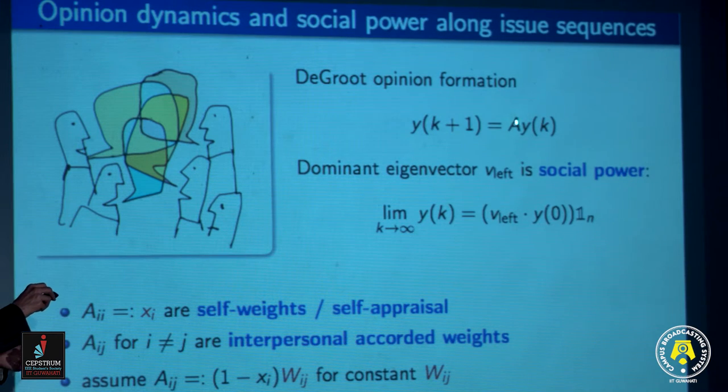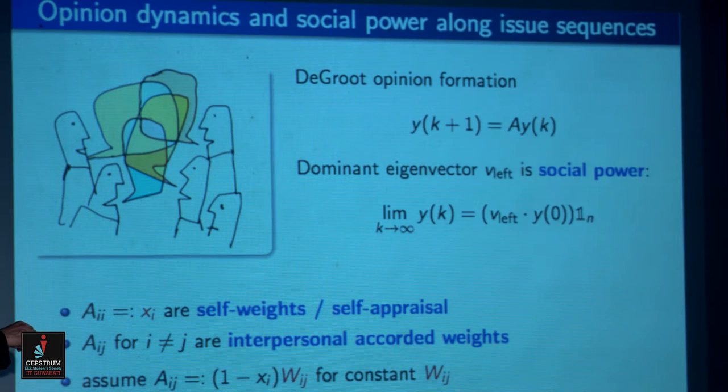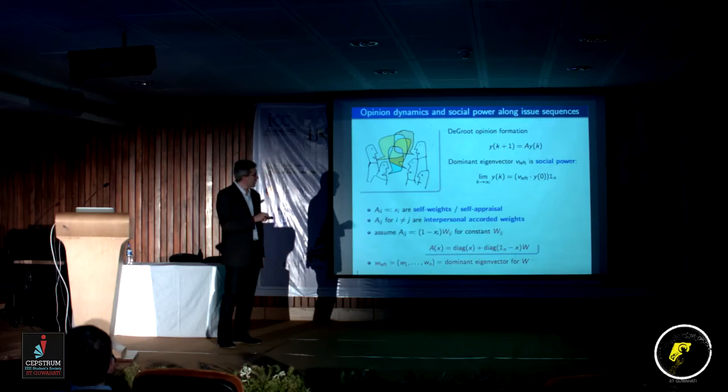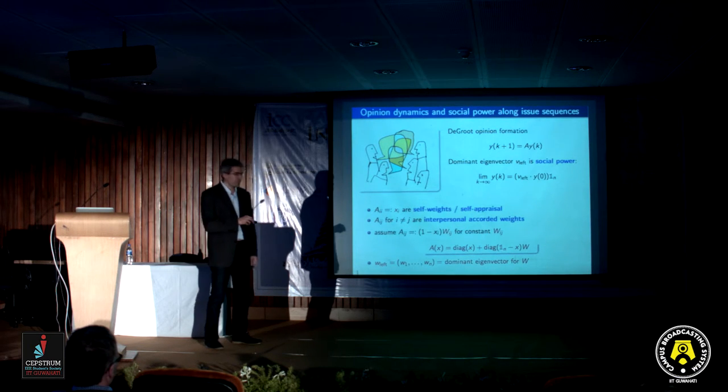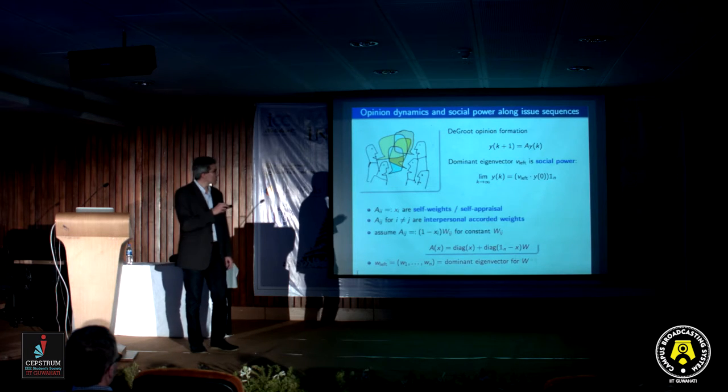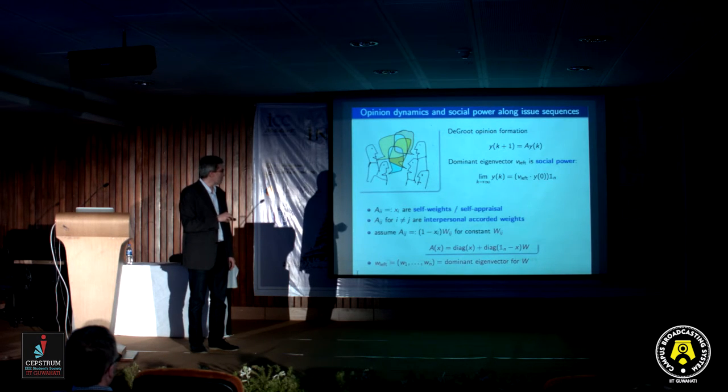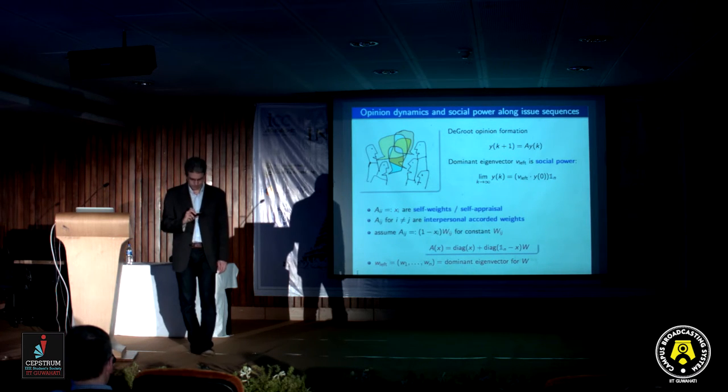Mathematically, it is easy to reparameterize the matrix A in the following way. I take all of the diagonal entries, and I call them diag(x). Those are the self-weights. I think of them as variables. Then I reparameterize the off-diagonal entries, and I define a new matrix called W. That's also row-stochastic, just like the matrix A, with a little bit of thinking. Now, the vector that determines the final opinion is the left dominant eigenvector of the matrix A. But by w-left, I denote the left dominant eigenvector of the matrix W.